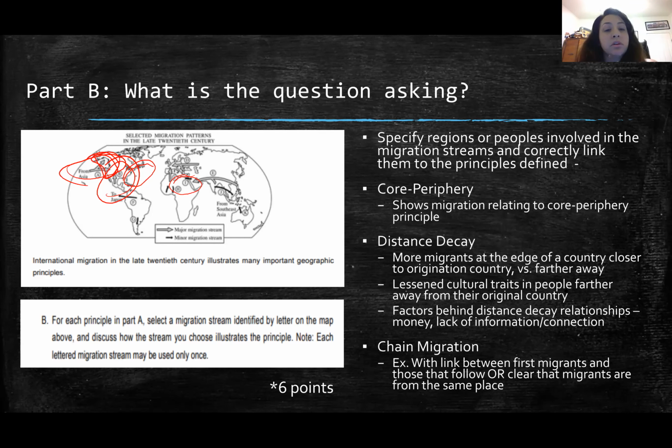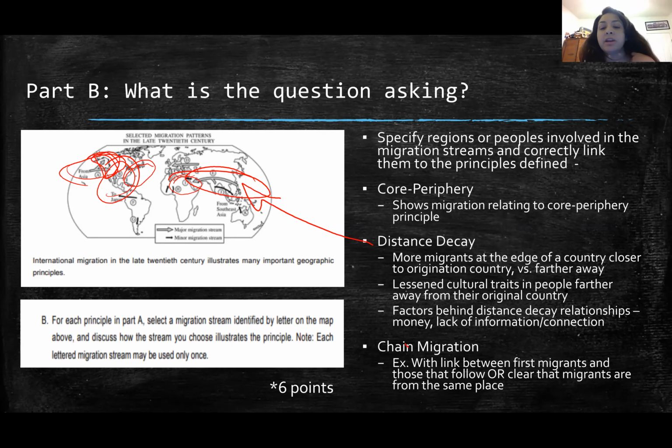All right, or you could be really cool about it and do letter E, which would be a really smart one to do for distance decay because you have a longer arrow, from these countries in Asia to Southwest Asia, which definitely doesn't share a lot of those same cultural principles, or you have a very distinctly different culture in Southwest Asia. So that'd be a really good example for distance decay. You have factors behind distance decay relationships. A lot of times the factors include money, a lack of information, and a lack of connection because of that distance.